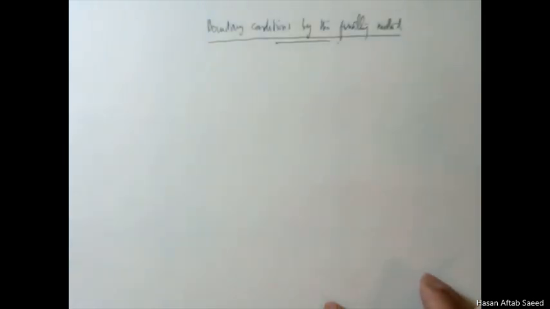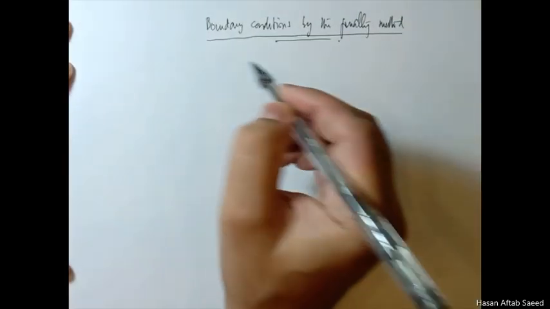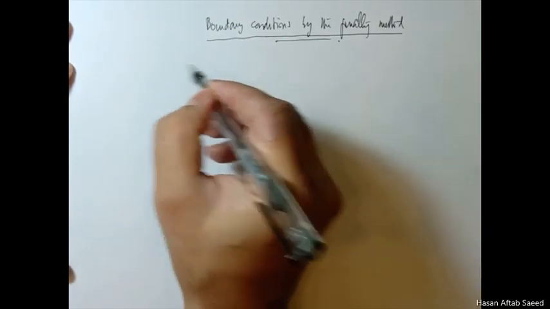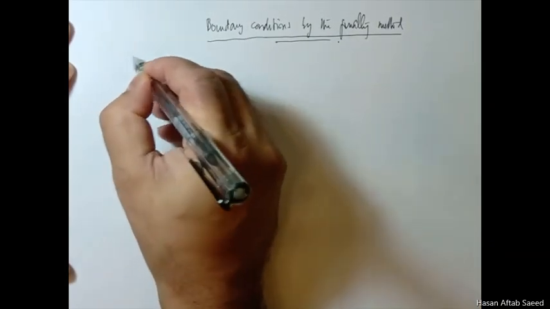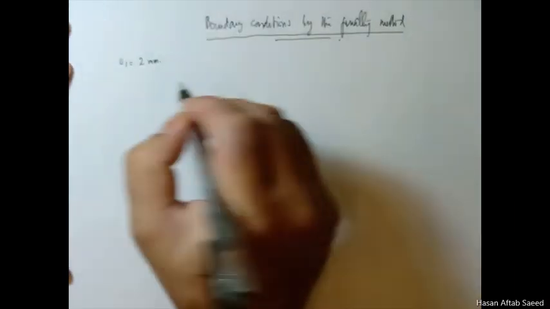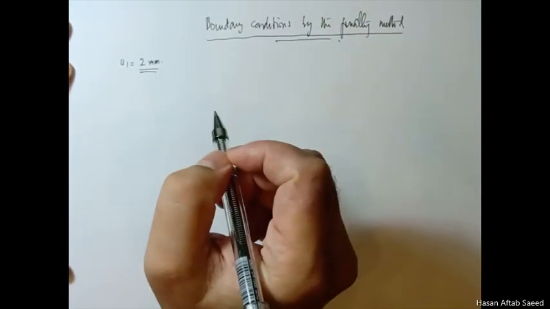Now, this is slightly different from the method that we have encountered earlier, namely the elimination method or the partition approach. The difference is that in the methods that you have studied to date, if there is a boundary condition to be applied, for example, u1 is equal to 2 millimeter, this is just one boundary condition that you need to apply. You apply exactly 2 millimeter on that boundary condition or at that node.